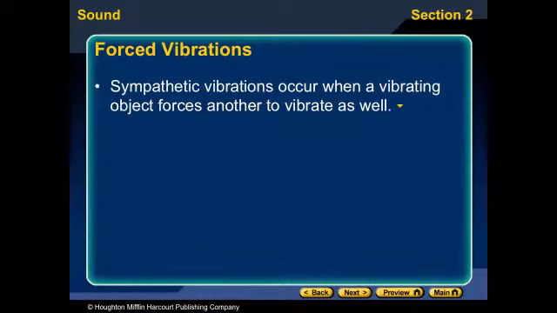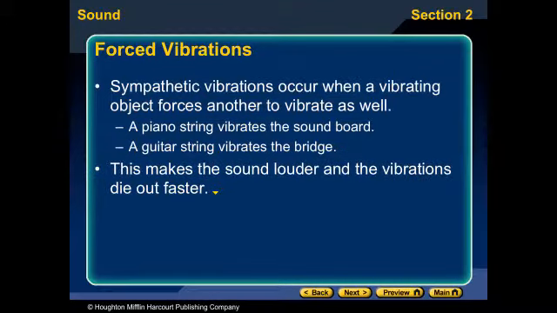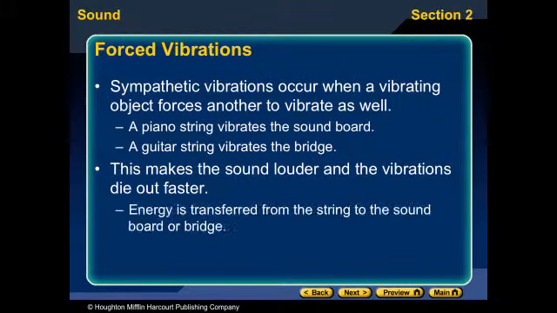Okay, sympathetic vibrations occur when a vibrating object forces another object to vibrate as well. It's like a piano string. It vibrates the sound, it hits the string, it vibrates the soundboard, and then that makes it a little louder. The guitar string vibrates the bridge, but then inside the vibrations will reverberate. This makes the sound louder and the vibrations die out faster, and the energy is transferred from the string to the soundboard or bridge.